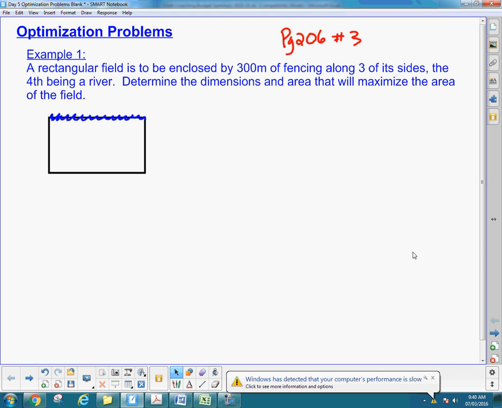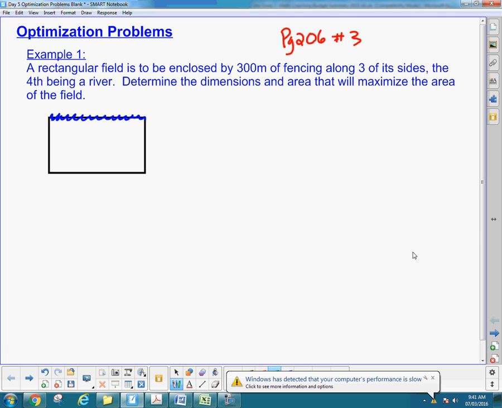So a rectangular field is enclosed by 300 meters of fencing along 3 of its sides. The 4th is a river, so we don't need a fence along that side. Determine the dimensions and the area that will maximize the area of the field. So I have a rectangular field here. We don't know if it's going to be that shape or not. It could be much narrower, it could be skinnier, it could be more like a square, all this sort of stuff. But what we have to do is figure out how to maximize the area.